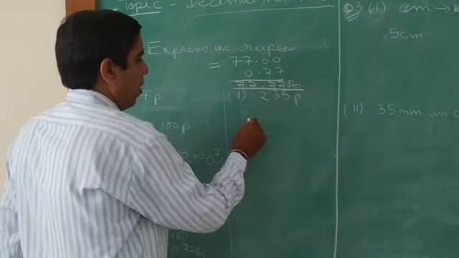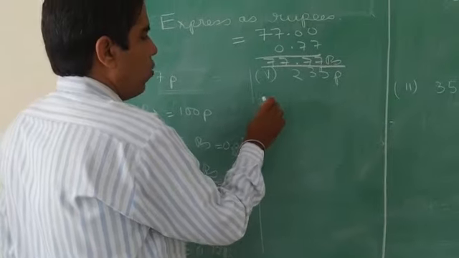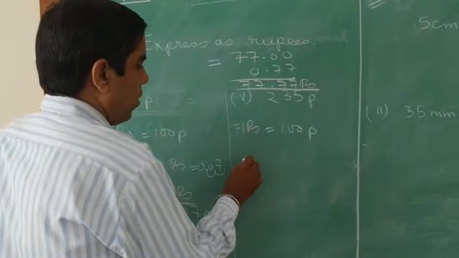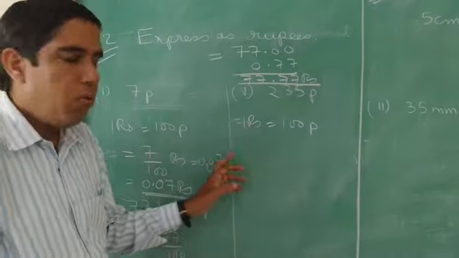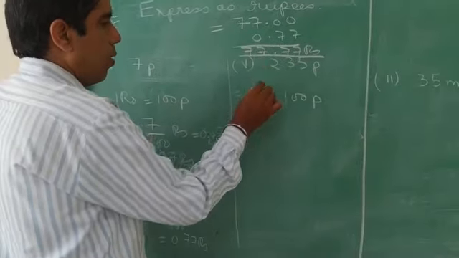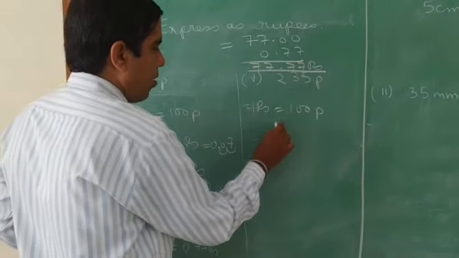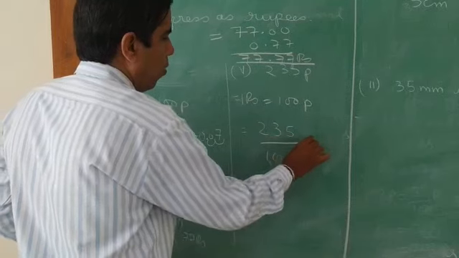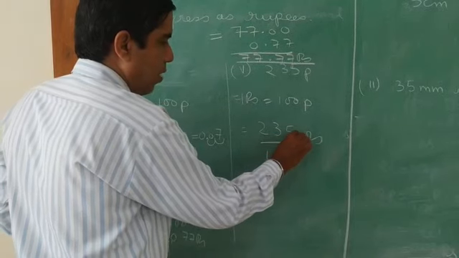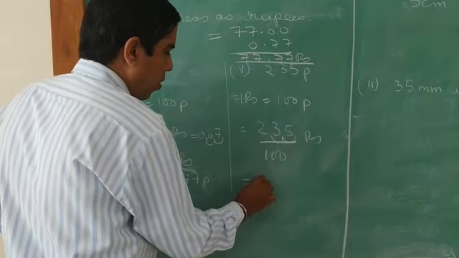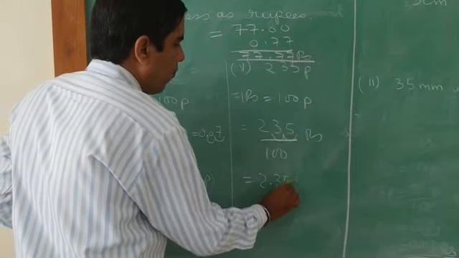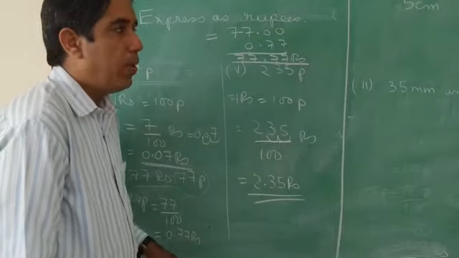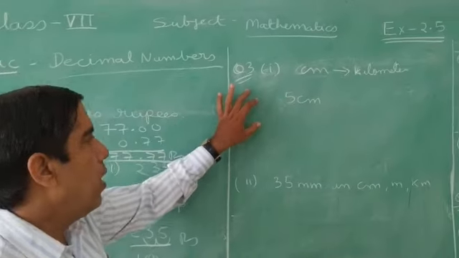Now the next one is 235 paisa. We know the relation 1 rupee is equal to 100 paisa. So I am going to write this: 235 paisa is equal to 235 upon 100 rupees. And the decimal shifts 1, 2 places. So it comes as 2.35 rupees. What is the answer? 2.35 rupees.